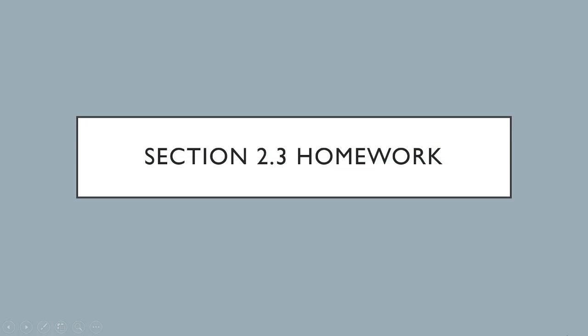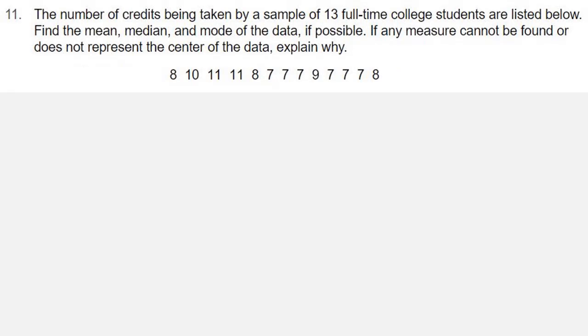We're looking at homework from section 2.3. This is question number 11. The number of credits being taken by a sample of 13 full-time college students are listed below. Find the mean, median, and mode of the data, if possible. If any measure cannot be found or does not represent the center of the data, explain why.